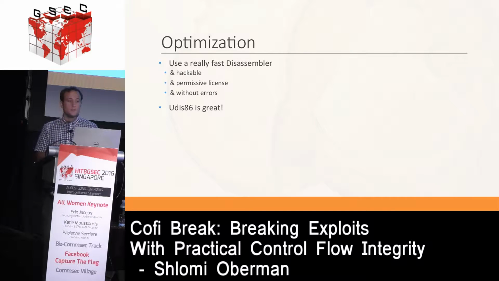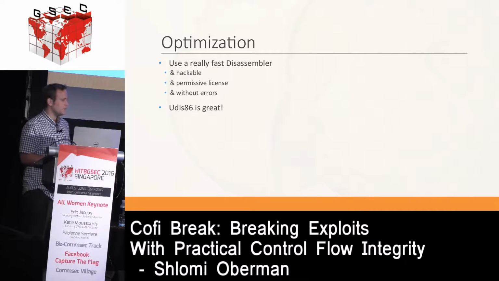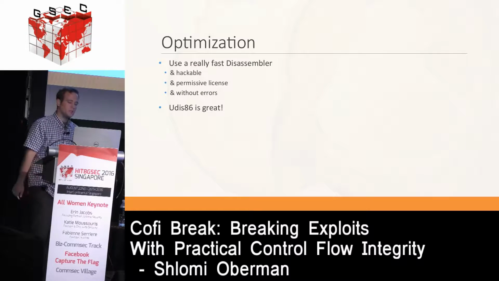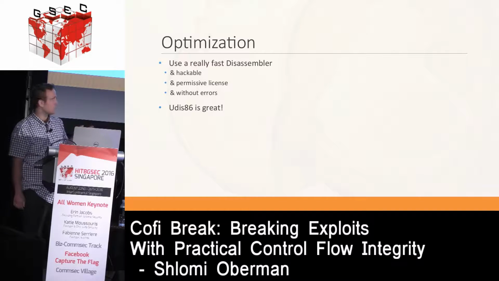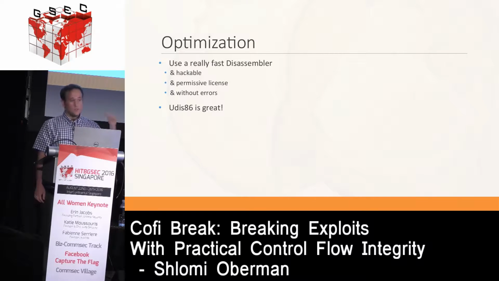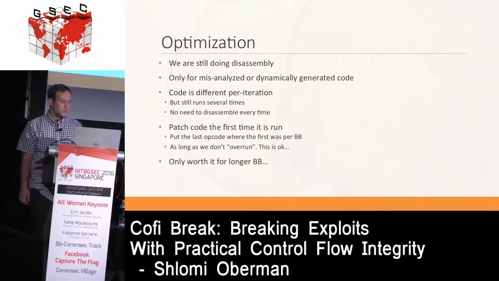One way to optimize this is to use a very fast disassembler. Intel XED is also not suitable in terms of license. I really, really like UDIS-86. It's great. It's hackable, has a very permissive license, no errors, and is really fast. I tried diStorm. I tried Capstone. This is what I chose for my specific purposes. It's very lightweight and maintained, but I really have to say this is a great product, UDIS-86. It was actually also the fastest disassembler.